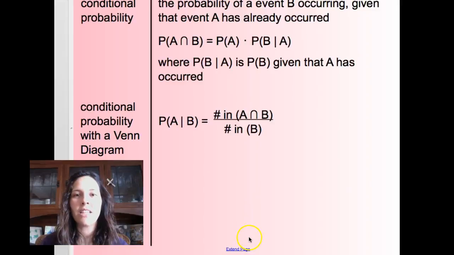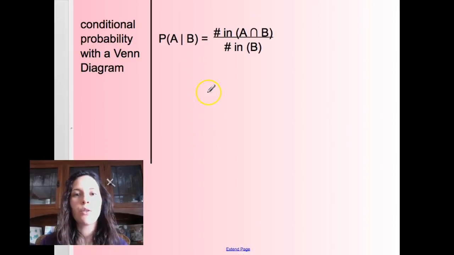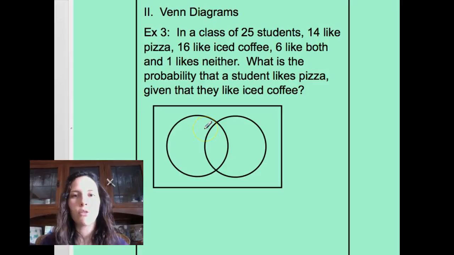We're going to finish off our lesson looking at conditional probability with a Venn diagram. So this time, finding the probability of A given B, you take the number that's in A and B, and you divide it by the number that's just in B. So let's take a look at how this works. It's actually pretty straightforward, so don't worry too much about the formula.